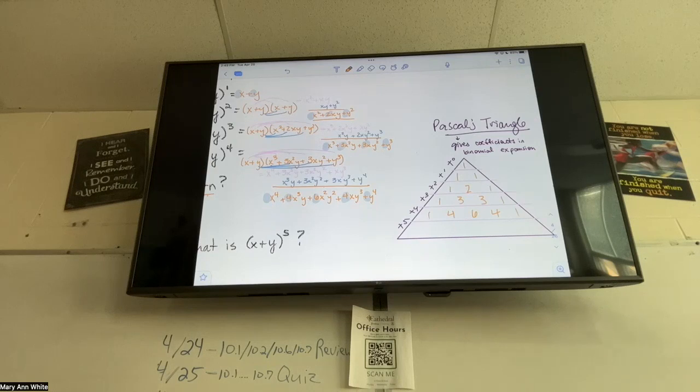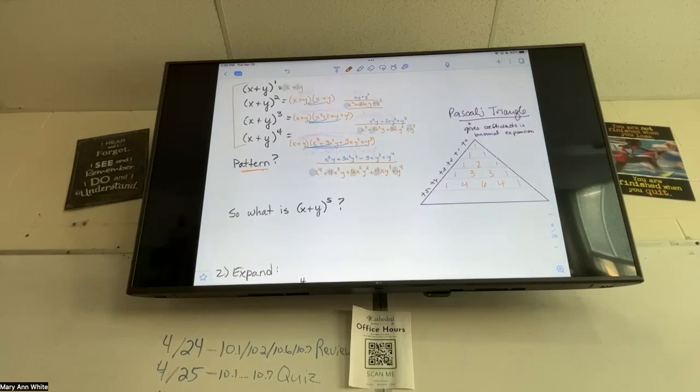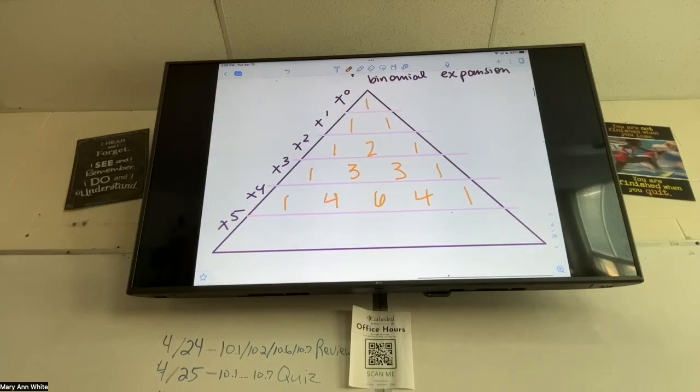Now, I don't want to multiply this craziness by x plus y again. And this Pascal's triangle is going to help me so that I never have to do that again. If I zoom in over here, we notice that all of them start and end with 1, okay? So that means when I get down to this x to the fifth line, I'm also going to start and end with 1.